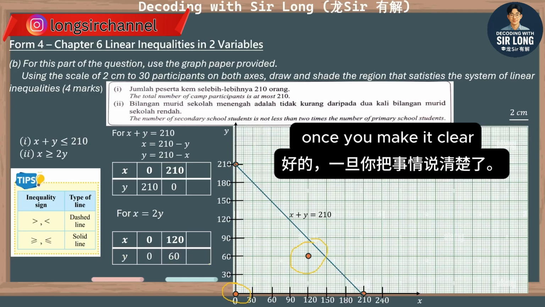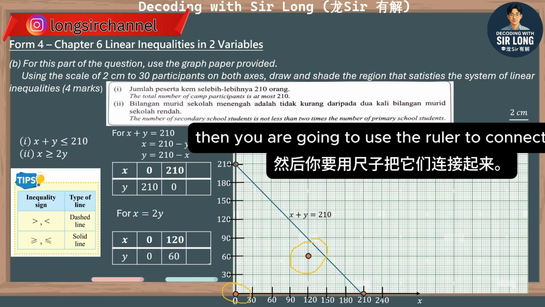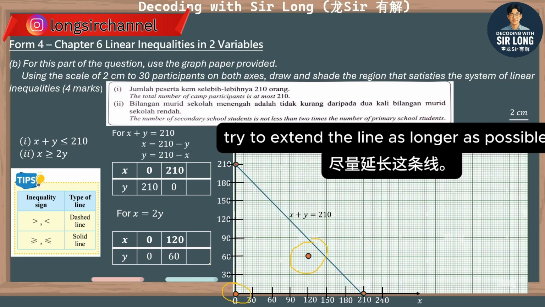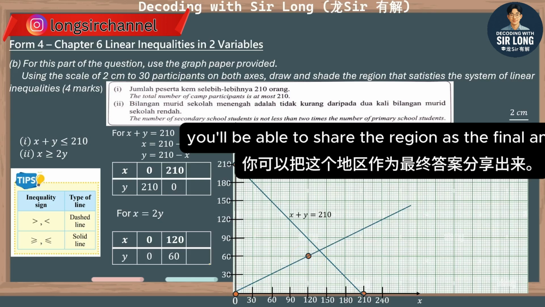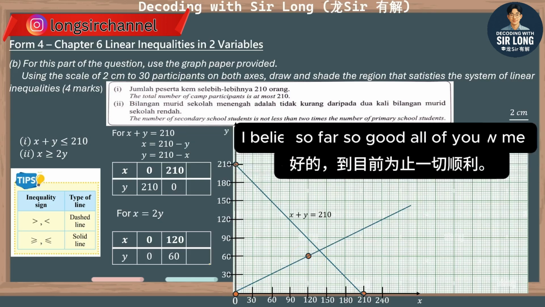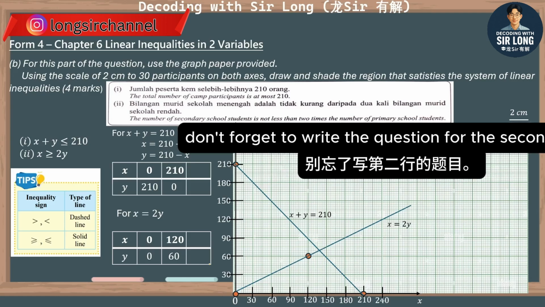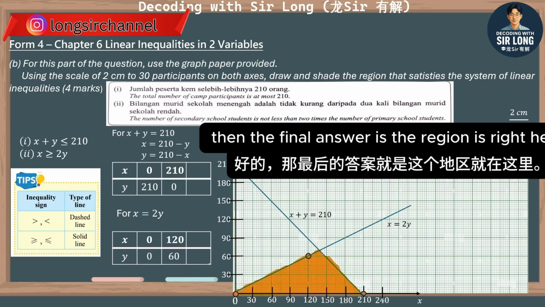Once you make it clear, you are able to plot the points at the right place, then you are going to use the ruler to connect the points together. Remember, try to extend the line as long as possible, like this, so that you'll be able to shade the region as the final answer. So far so good. I believe that all of you can follow me. Next step is, we are going to shade the region. Before that, don't forget to write the equation for the second line, which is s is equal to 2y. Very clear, right? Then the final answer is, the region is right here.